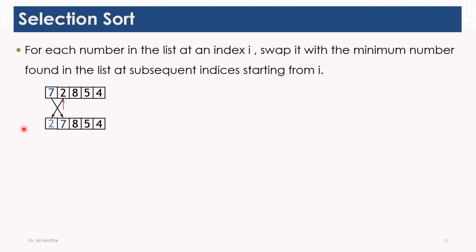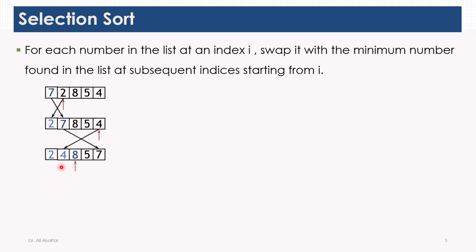Now we go for the next element, which is 7. And again we look at all elements on the right-hand side of 7, and we try to find the one that is minimum. So we have 7, we have 8, we have 5, and we have 4, and 4 is the minimum, so we swap it with 7. And after we swap 7 and 4, this is the result of the swapping. So now 2 is the first minimum, 4 is the second minimum, and they are in the right place.